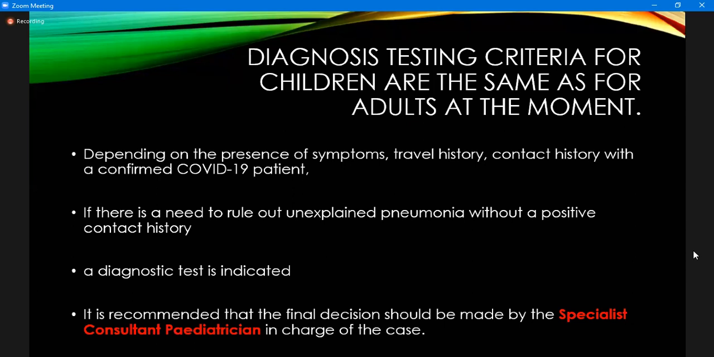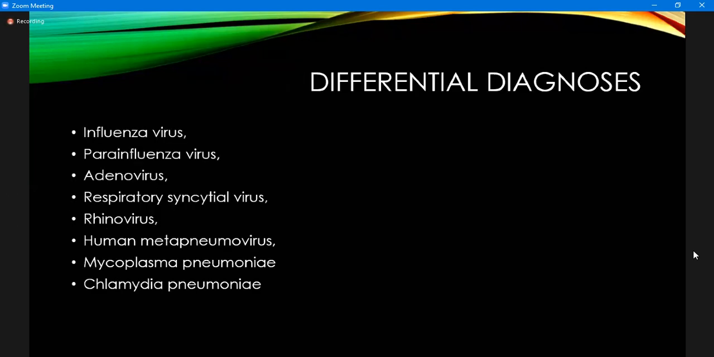The diagnostic testing criteria for children are the same as for adults at the moment. Depending on the presence of symptoms, travel history, contact history with a confirmed COVID-19 patient, or if there is a need to rule out unexplained pneumonia without a positive contact history, a diagnostic test is indicated. Now, there have been conflicts about whom to diagnose, whether exactly this patient has COVID. It is recommended by the College of Pediatricians that the final decision should be made by the specialist consultant pediatrician in charge of the case.